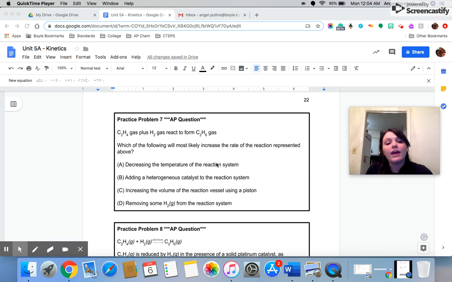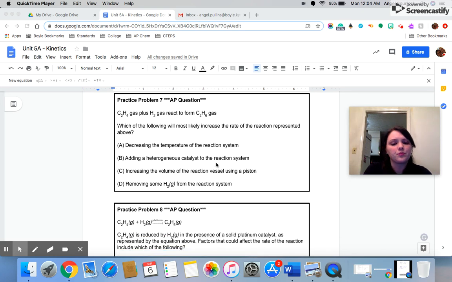So it looks like adding the heterogeneous catalyst to the reaction system is going to be the best choice, because there's no way that adding this catalyst is going to slow it down, right? Catalysts speed it up or they don't do anything. So adding the catalyst is the best choice.